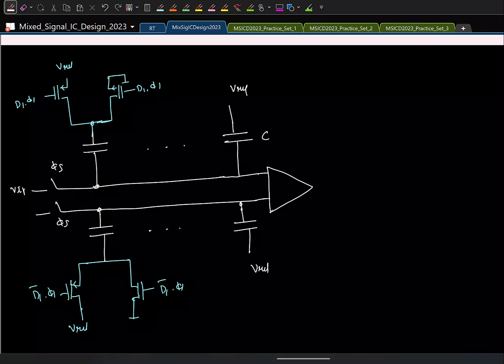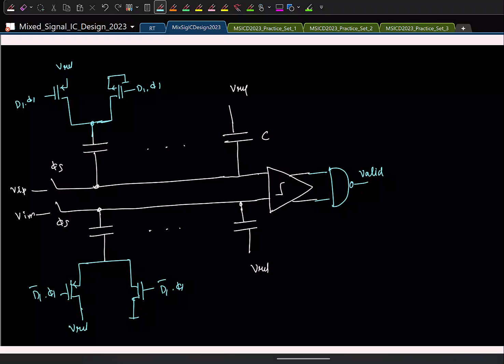This is, let's say, Vi plus and Vi minus. You can either use a bootstrap switch here, or if you don't want a lot of linearity, you can use a CMOS switch. Either of them will work. So this is the comparator. Now we have to take the comparator outputs and generate the valid signal.